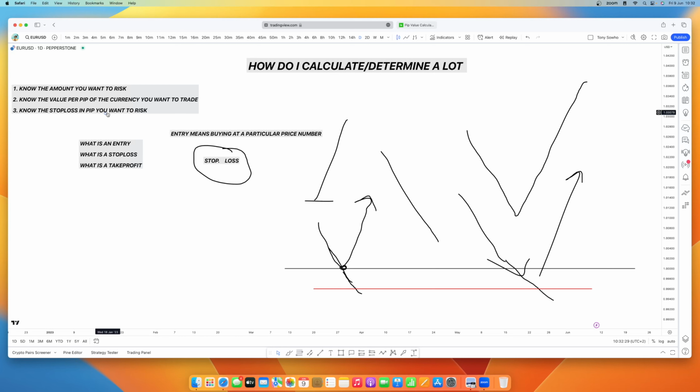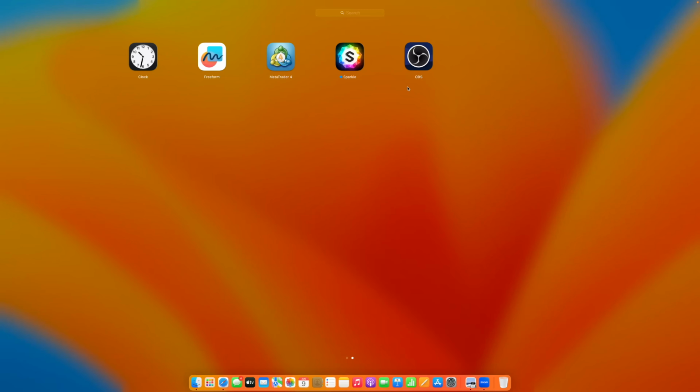How do we know the stop loss in pips? I just told you what a pip is, right? If the present value for where you want to buy is at 1.0000, and the stop loss is where you are okay taking a loss, at 0.9960, all you have to do to get your stop loss is to just subtract.